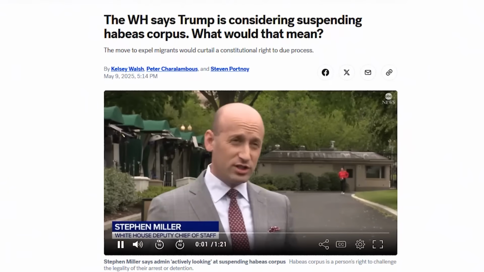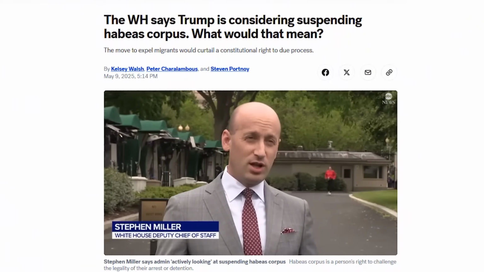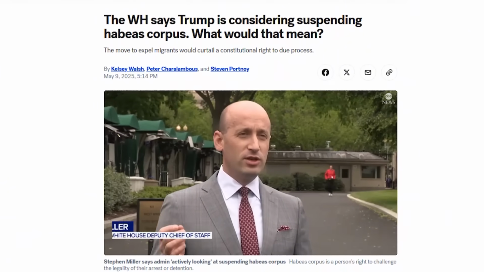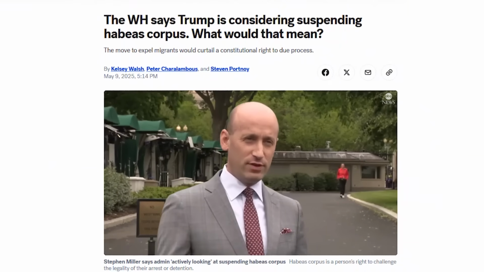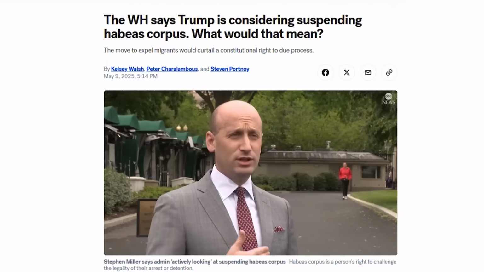Well, the Constitution is clear, and that, of course, is the supreme law of the land, that the privilege of the writ of habeas corpus can be suspended in a time of invasion. So I would say that's an option we're actively looking at.